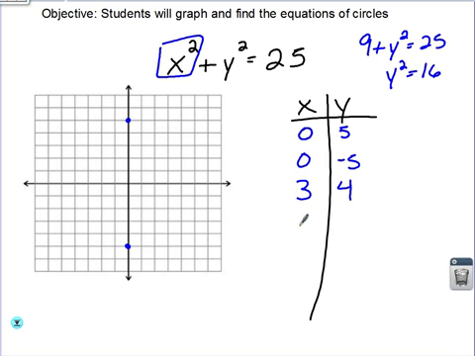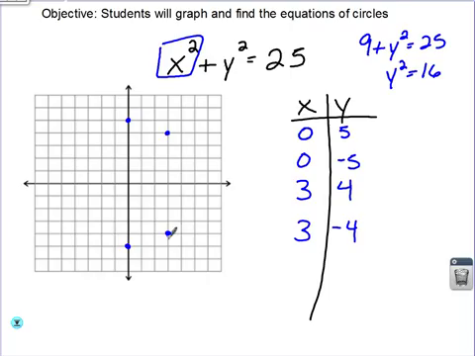Yes. But what is negative 4 squared? Also 16. So y could be 4, y could be negative 4. So when x is 3, y is 4, or y could be negative 4.